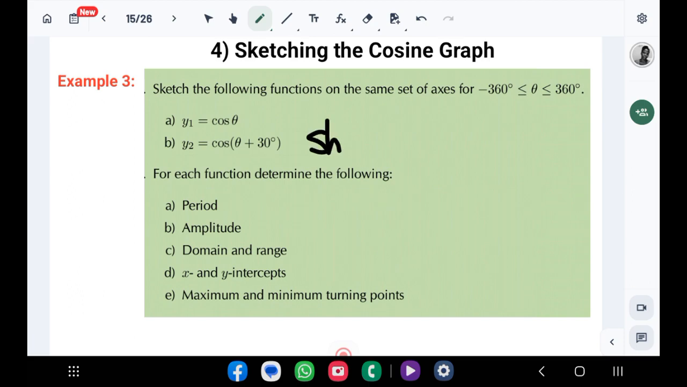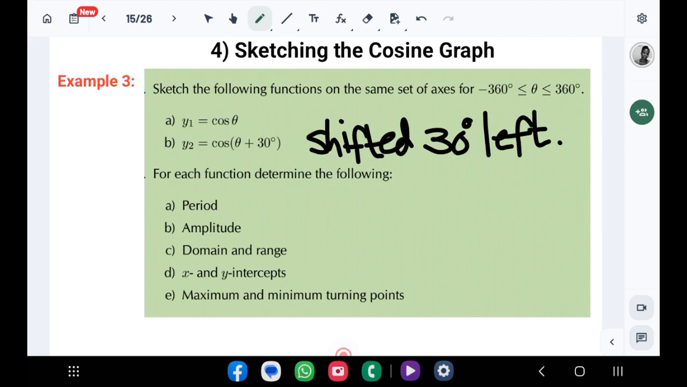Shifted plus means to the left, so it's shifted 30 degrees left. All right. So the period is going to be the same. The period is going to be 360 degrees because your k for each and every one of them is 1. Amplitude is 1 for both of them because your a is 1. The domain is the same, negative 360 to 360 degrees, and the range is also the same.